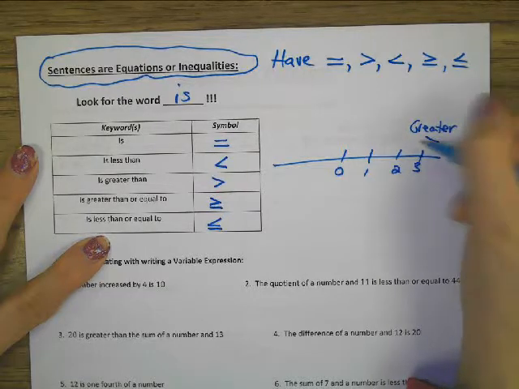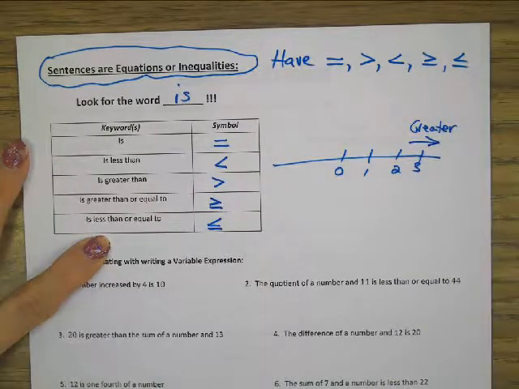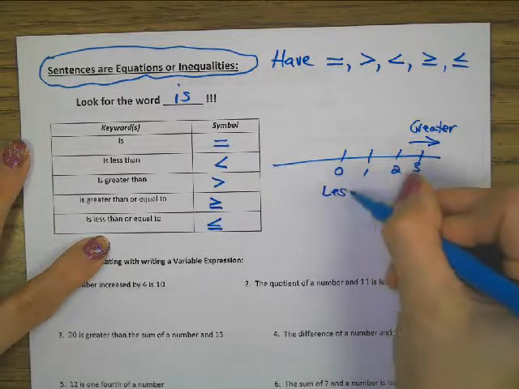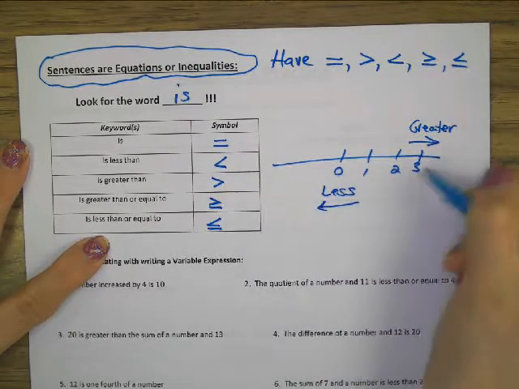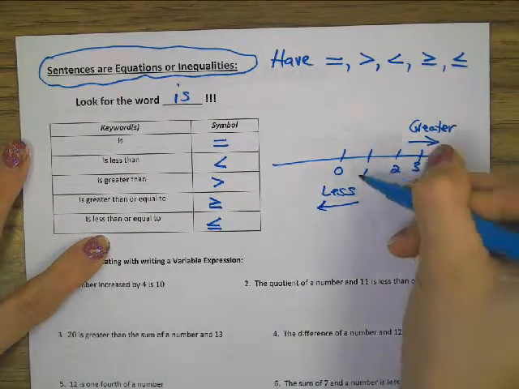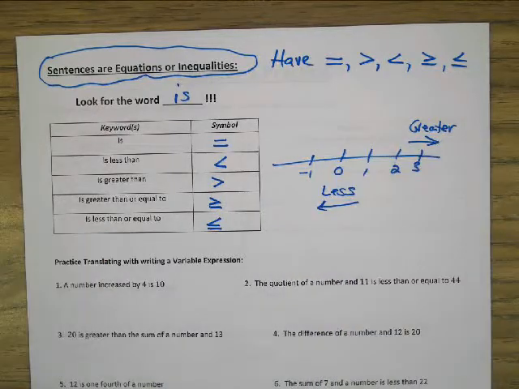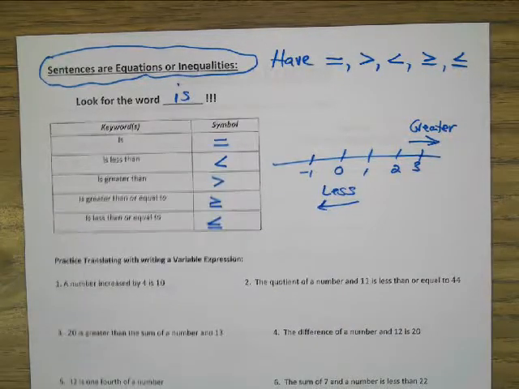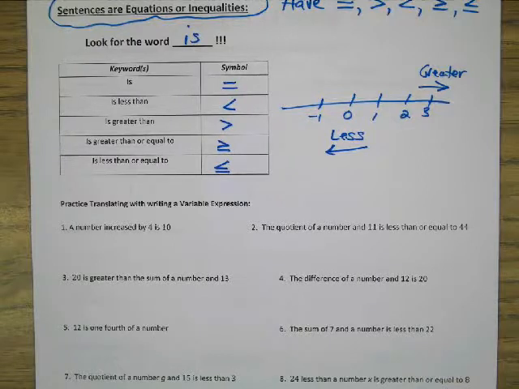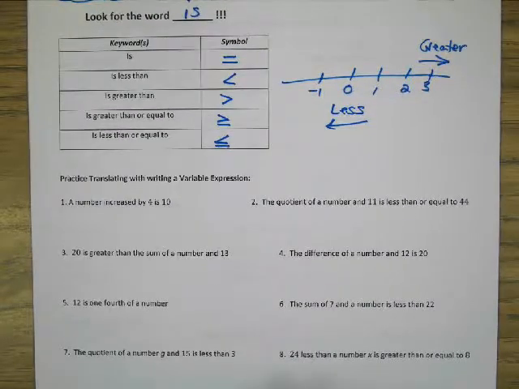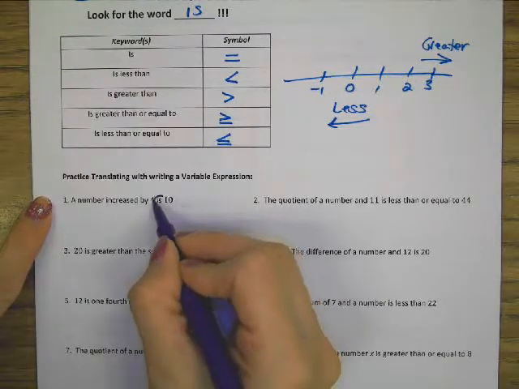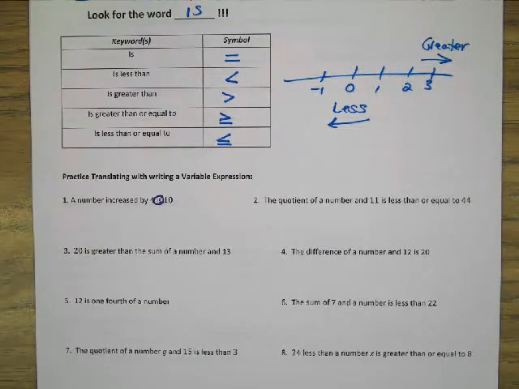Okay, so we're going to practice, and we're going to find the word is. Okay, is. Just a plain old is going to get an equal sign. Okay, what's on this side? A number increased by 4. So on the left-hand side, let's put x plus 4. On the right-hand side, we'll put a 10.